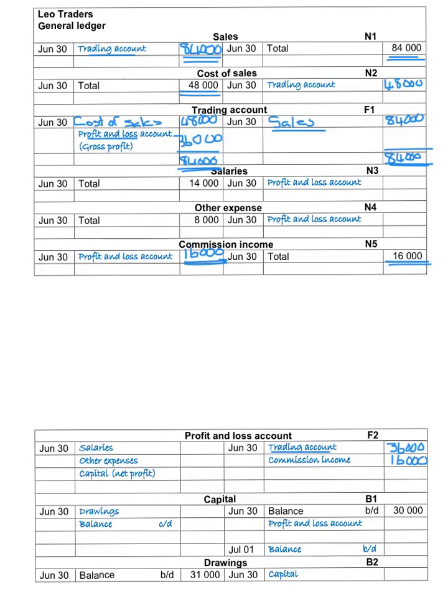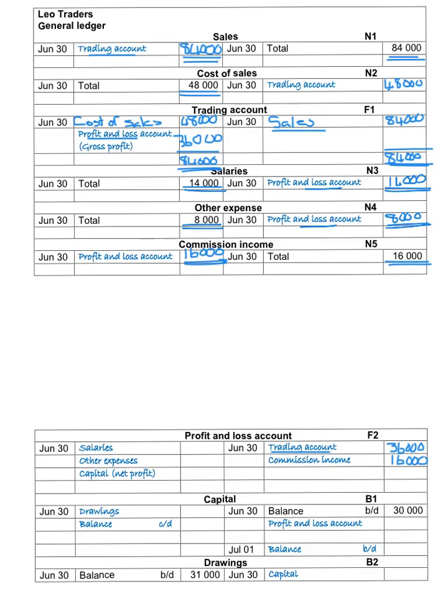The salaries account has a debit balance of 14,000, so we will credit the salaries account with 14,000 to close the account. Other expenses have a debit balance of 8,000, so we will credit the other expenses account, indicating that the amounts in the expenses accounts will be debited to the profit and loss account to close off the accounts.